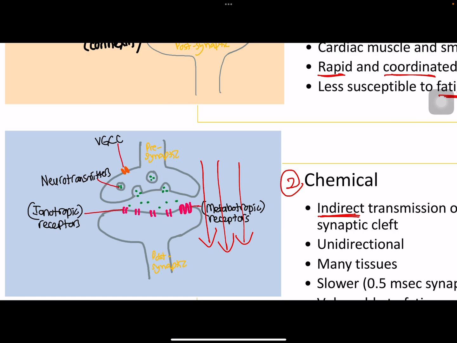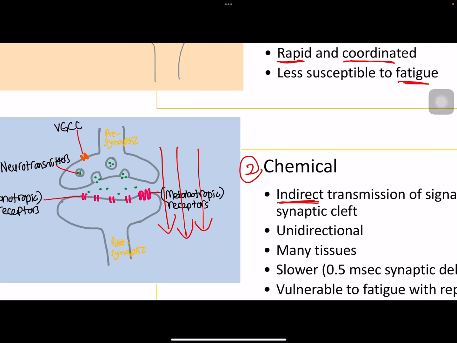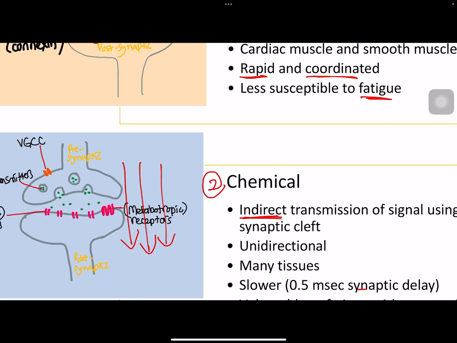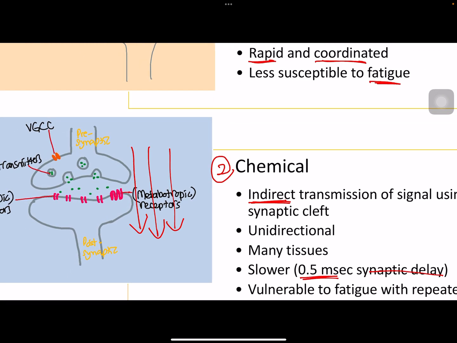And unlike the electrical synapse, this type of synapse is found in many tissues apart from the cardiac and the smooth muscles. But because it needs the conversion of the electrical impulse into the chemical neurotransmitter and then to form another electrical impulse in the postsynaptic neuron, it is slower in action. There is a gap between the arrival of the information in the presynaptic neuron and the generation of the action potential in the postsynaptic neuron, which is known as the synaptic delay. So how long is the delay? It is about half of a millisecond.